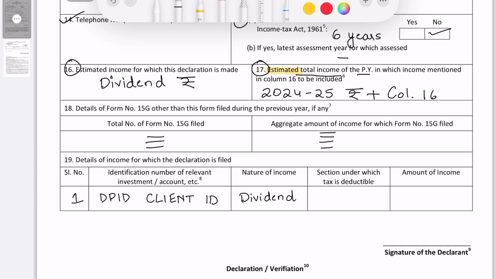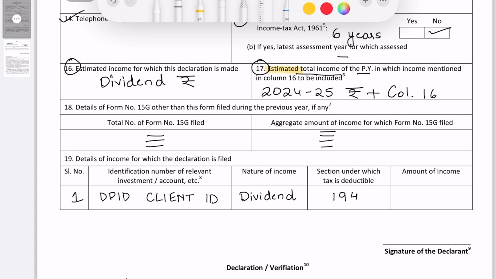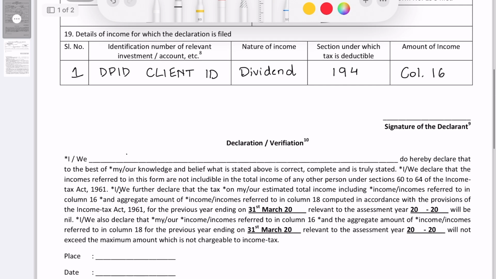Section under which tax is deductible. Don't worry, you don't have to understand anything in this. Just copy it down exactly as I'm writing it. You're going to mention whatever is mentioned in the column 16, the amount. You're going to put a signature, and we move on to the declaration and verification part.